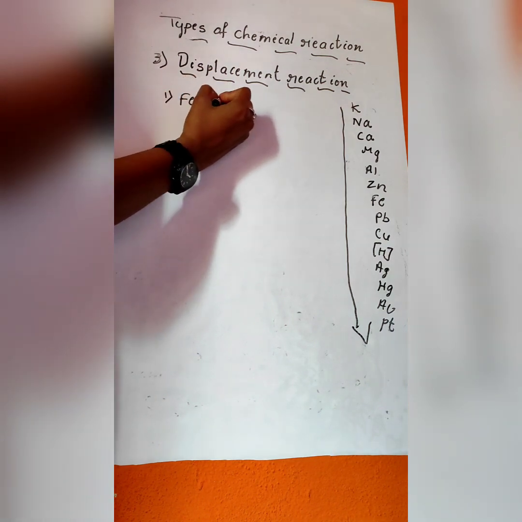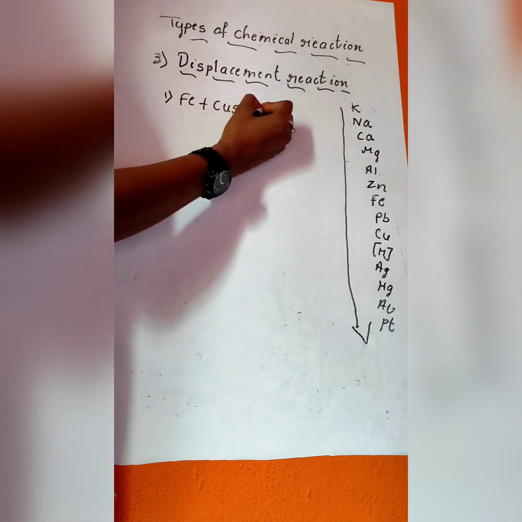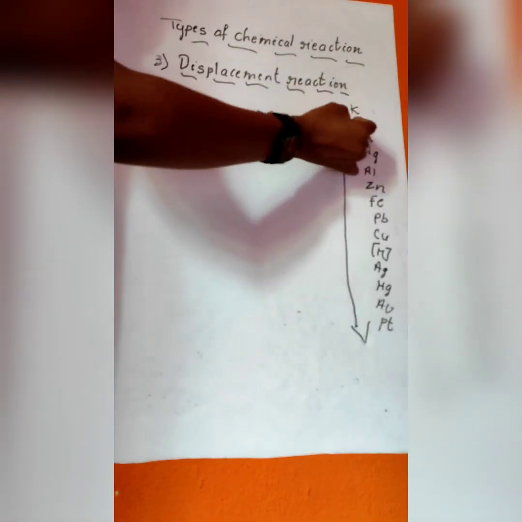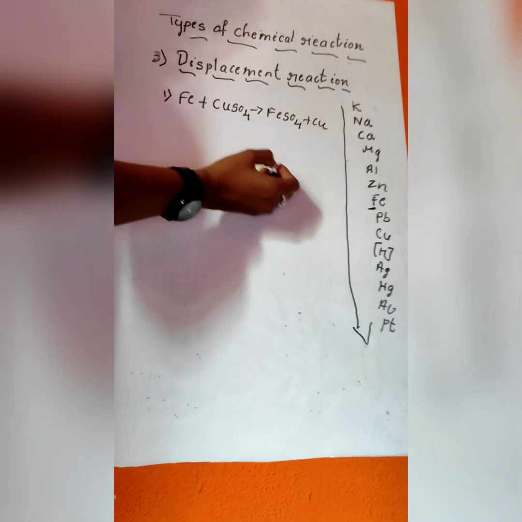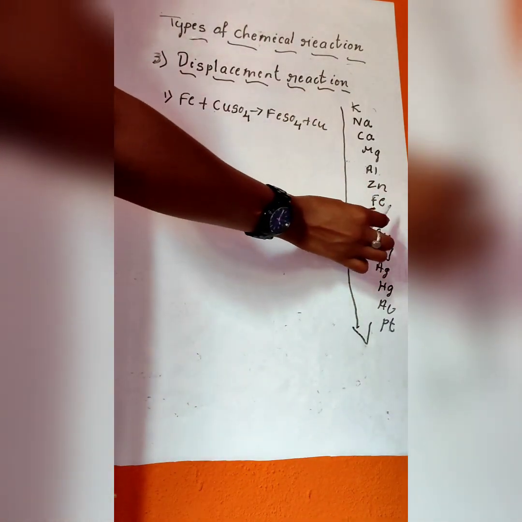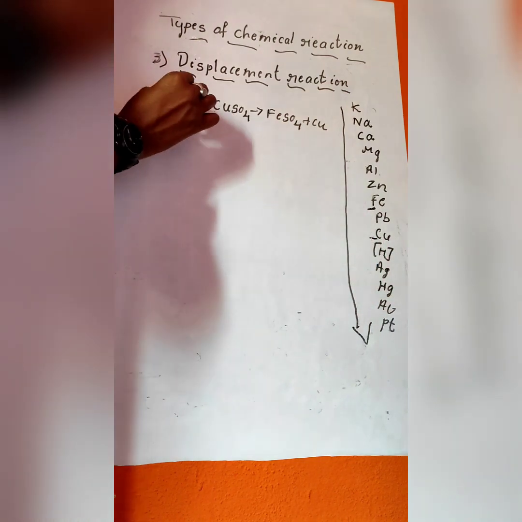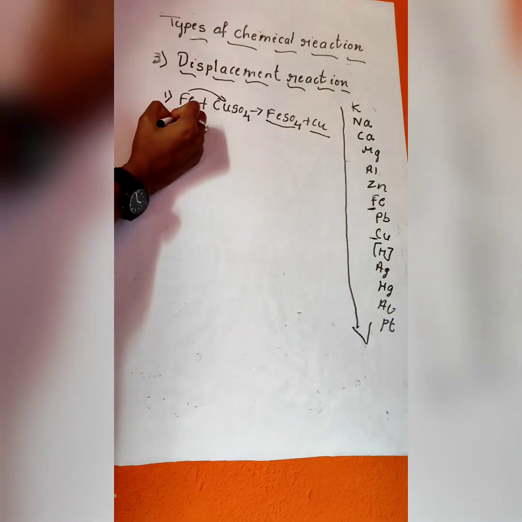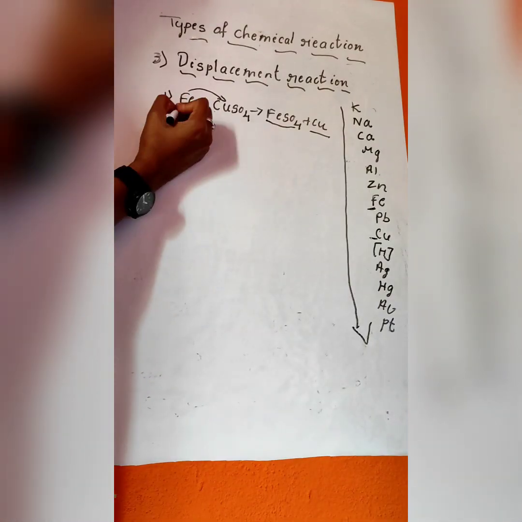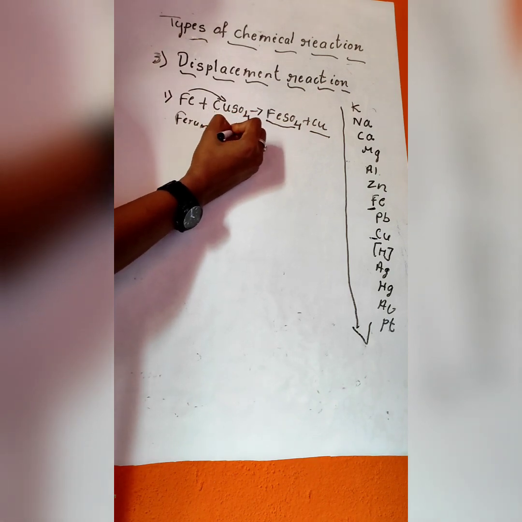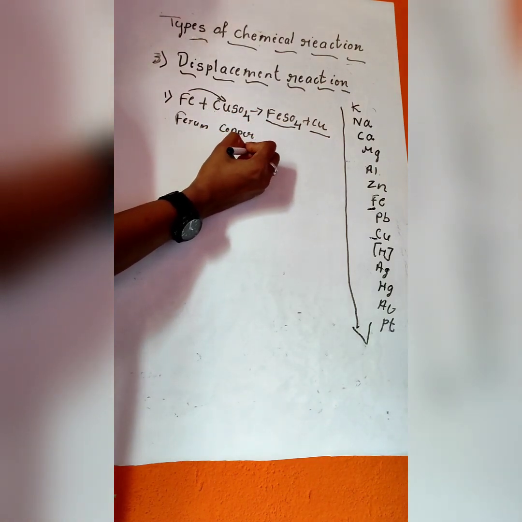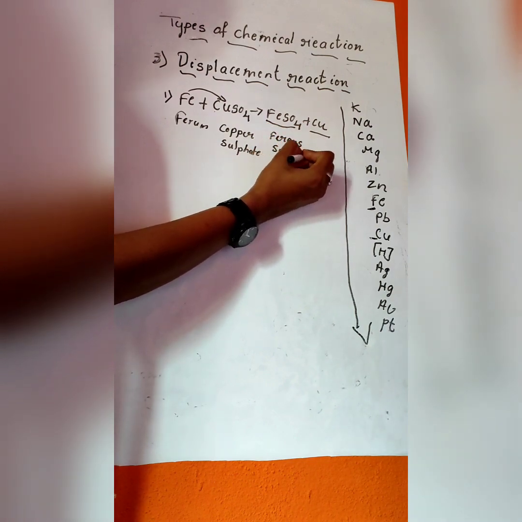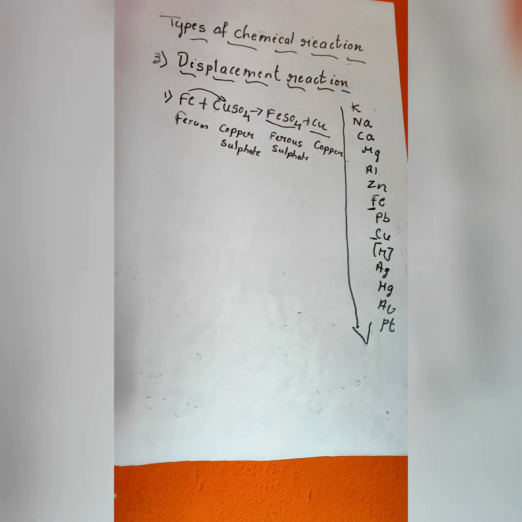Now I'll write the example. Iron, that is ferrum, reacting with copper sulfate, forming ferrous sulfate plus copper. See here, iron comes first, then copper in the reactivity series. Iron displaces copper from its place, forming ferrous sulfate plus copper.